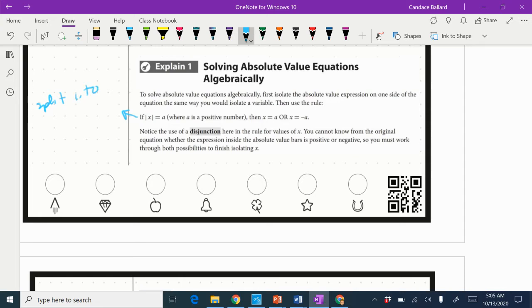into a positive expression and a negative expression.